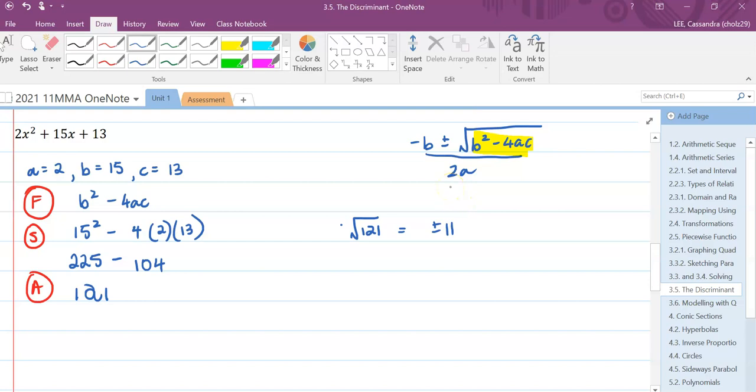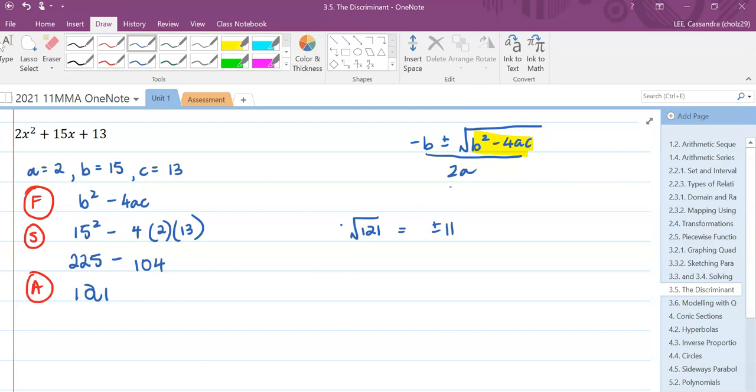But the question hasn't actually asked us to find the roots. All they've asked us to do is to find the value of the discriminant and also to determine the number of roots. So first of all, I can say that the value of the discriminant is 121, and there are going to be two roots because this value of 121 is greater than 0.